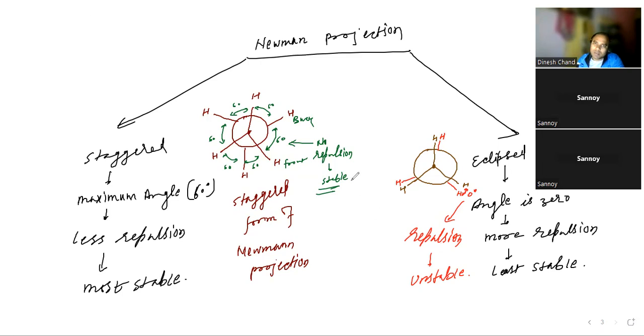The term used here for repulsion, this term is called torsional strain. This is the word, torsion. This is called torsional strain. This repulsion is called torsional strain.